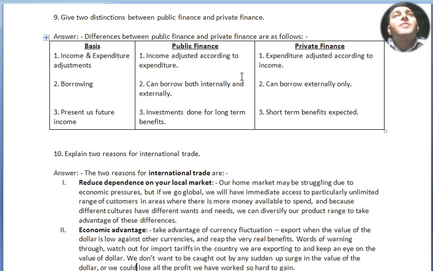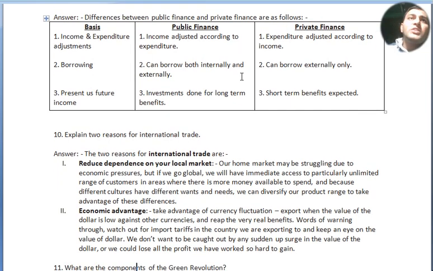Question number 9. Give two distinctions between public and private finance. Differences between public finance and private finance are as follows. Basis, public finance, private finance. 3 columns are made. Number 1, income and expenditure adjustment. Under public finance, income adjusted according to expenditure. Under private finance, expenditure adjusted according to income. Point number 2, borrowing. Under public finance, can borrow both internally and externally. Under private finance, can borrow externally only. Point number 3, present as future income. Under public finance, investments done for long-term benefits. Under private finance, short-term benefits expected. Question number 10.